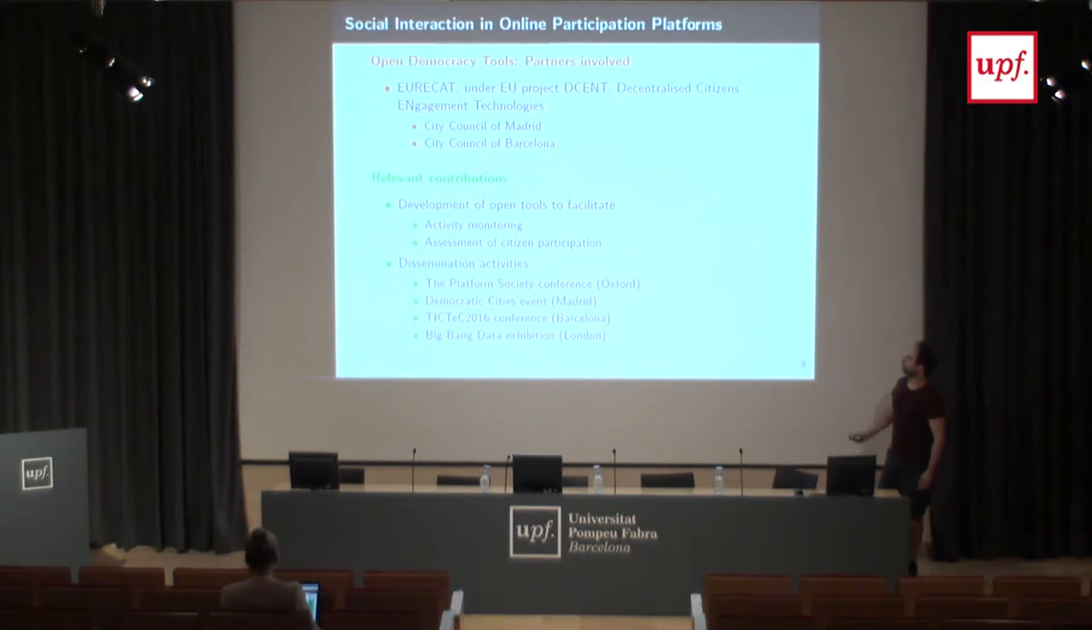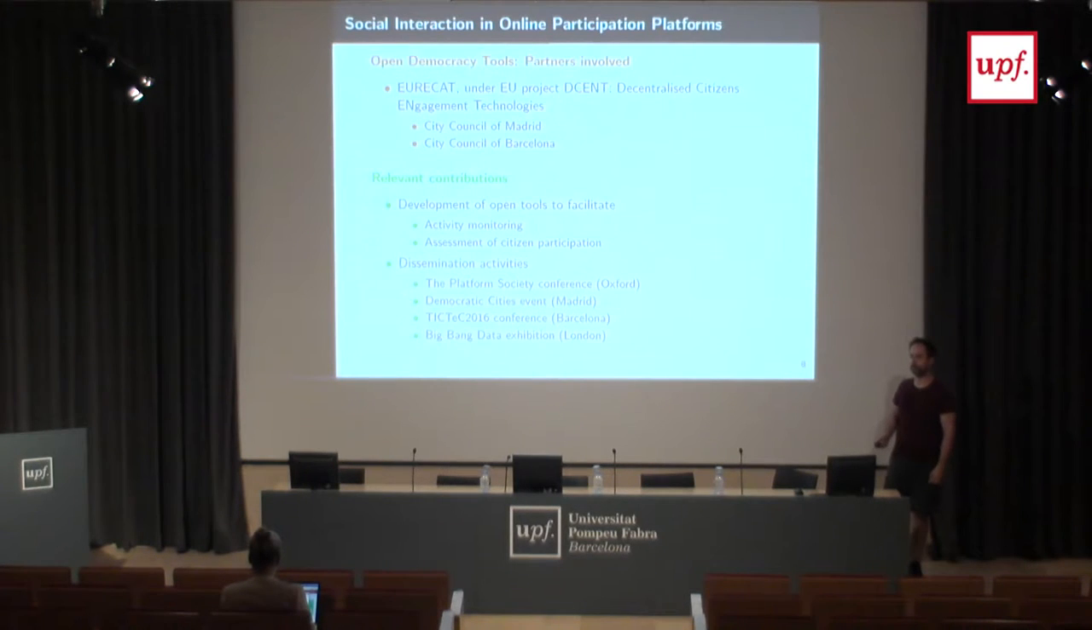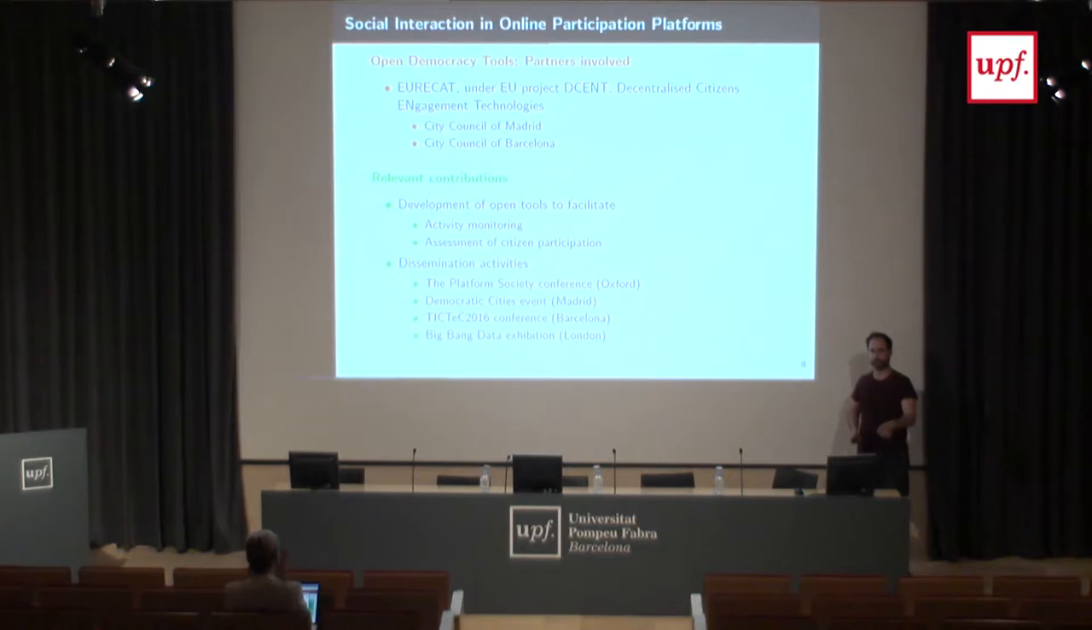So what do we do with that? This is a collaboration between the UPF, the AI group, and mainly Eurecat, with a group of digital humanities led by Andreas Kaltenbrunner. And there's Pablo Aragón, who is a PhD student of ours. He's basically the person in contact with the organizations of these two platforms in the two different city councils.